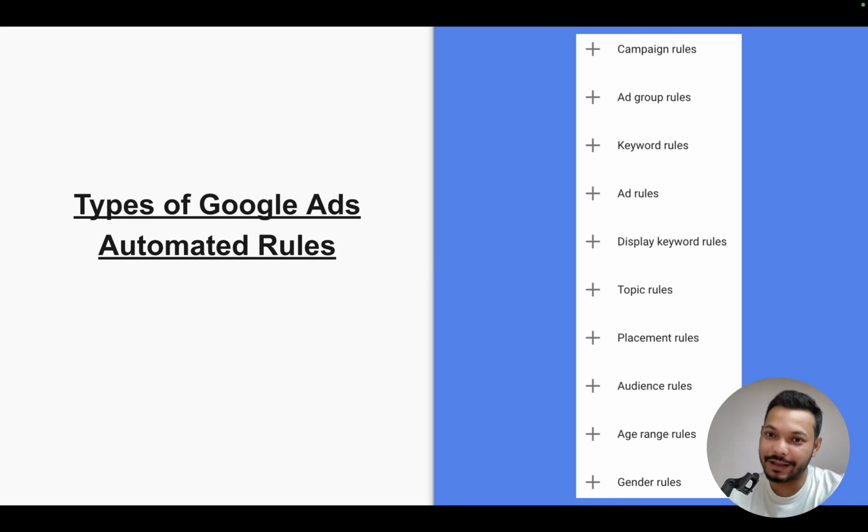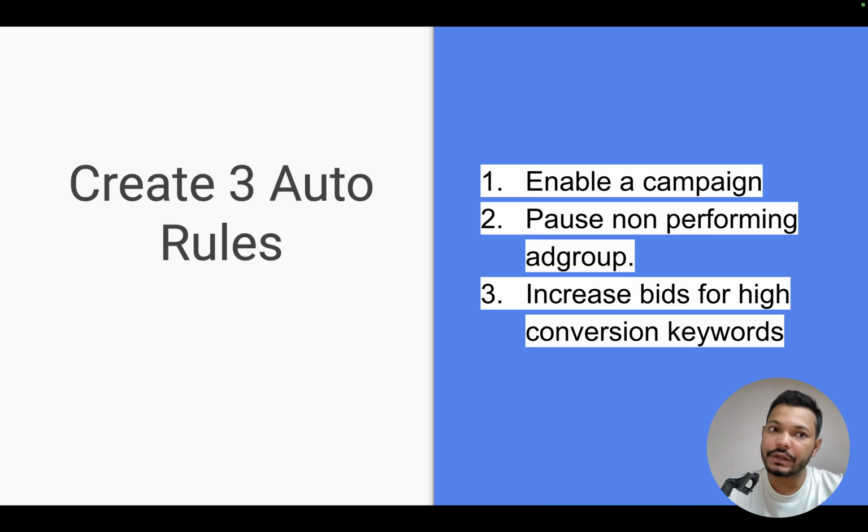These things only happen as per the settings that we put in the ad account. Now, let's go with creating three different rules. The first one will be enabling the campaign. The second one is a conditional rule, which means we'll only be pausing the non-performing ad group. And the third one is going to increase the bids only for the high converting keywords. Using these three rules, we'll be understanding and implementing the auto rules in the Google Ad account.